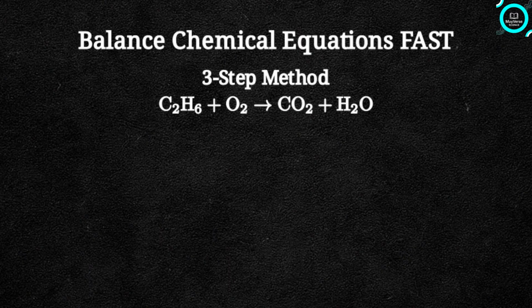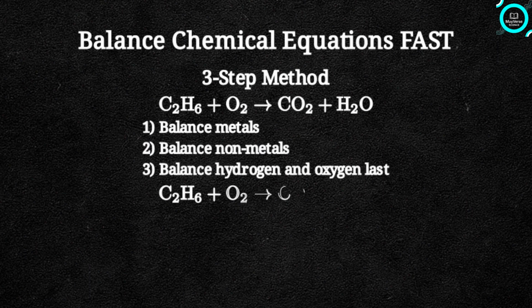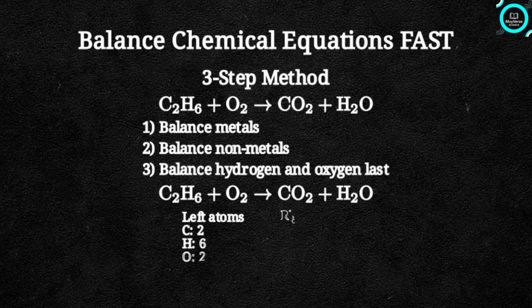Here is the 3-step method. Step 1, balance metals. Step 2, balance nonmetals. Step 3, balance hydrogen and oxygen last. In this example, there are no metals, so we jump to nonmetals first. We have carbon and hydrogen on the left and carbon and hydrogen on the right.